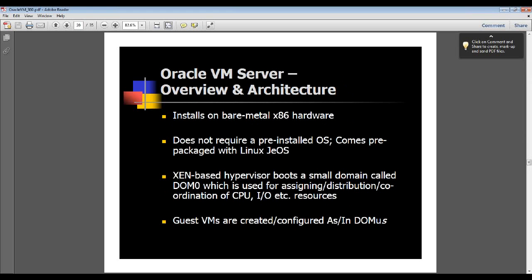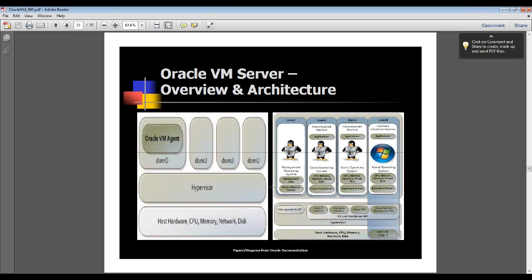So Oracle VM server installs on bare metal x86 hardware and does not require a pre-installed operating system. It already comes with a bare-bones, pared-down version of Linux called Linux Juice, as it's pronounced, or Just Enough OS. It boots a small domain called Dom0, which houses all your hypervisor software binaries and is responsible for coordination of various resources between your guest VMs, or DomUs as they're called.